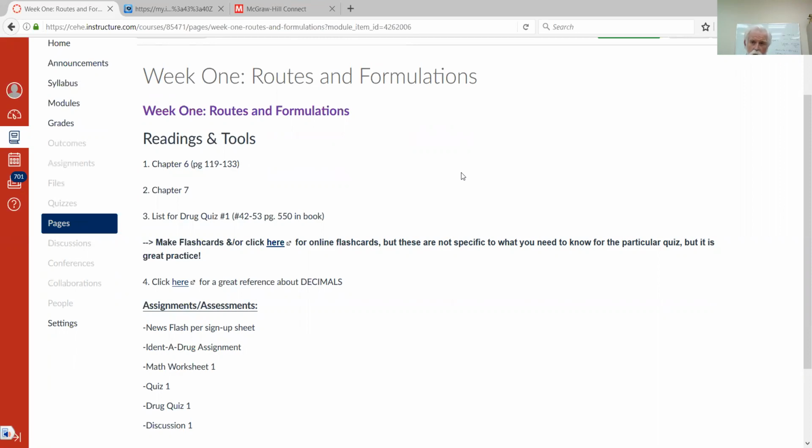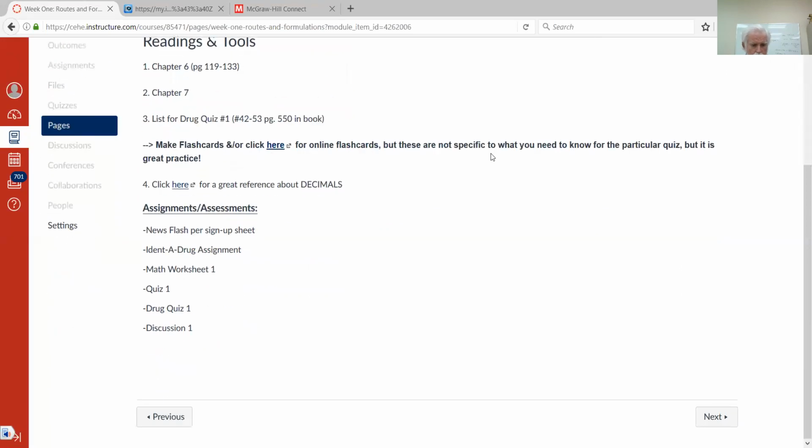Basically, it's pictures of drugs. You have to go out and look for them. Pictures of drugs that you will identify. Then you have your math worksheet 1, and then we have some quizzes to do as well. All right. So go ahead and get started, especially on the reading. Get started on math worksheet 1, and we'll pick up the rest of it on Wednesday.